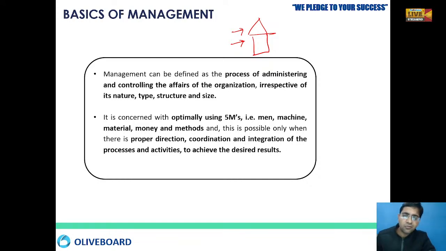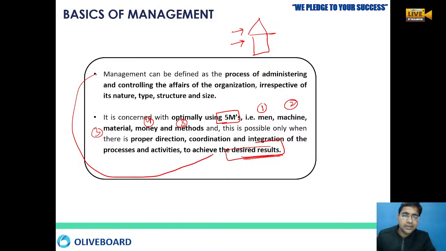There are around 5 M's in management: men, machine, material, money, and methods. These 5 things keep on rotating one after the other, and these only provide the basic understanding and basic concepts of management. They provide better coordination, better direction, and better integration of the process altogether in order to get the desired result. So the major purpose of management is to get the desired results.